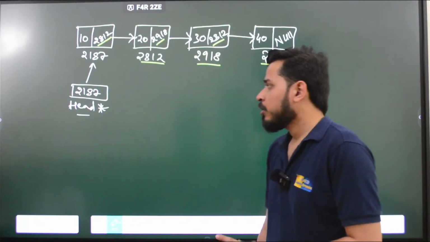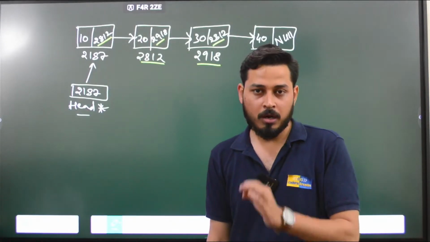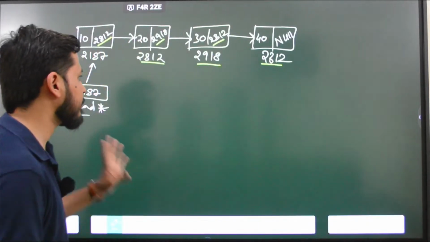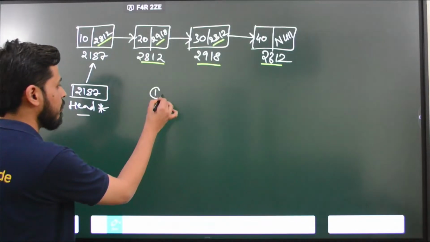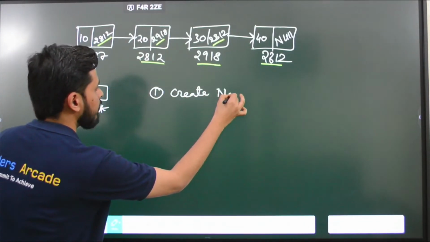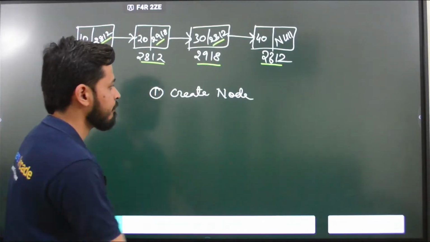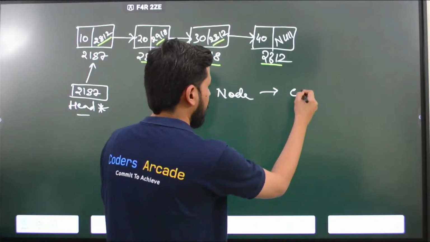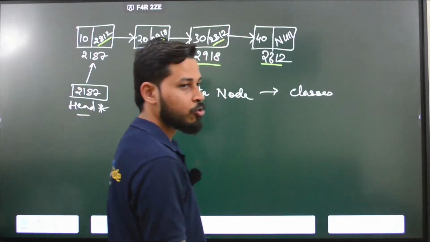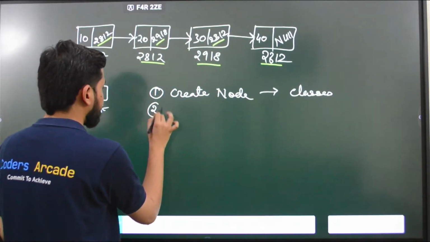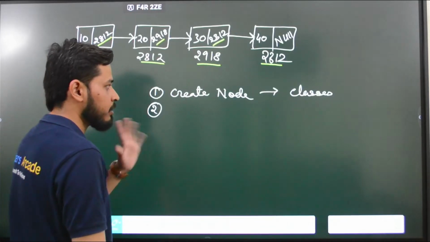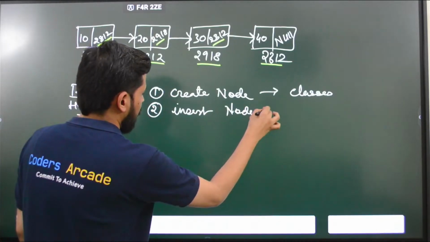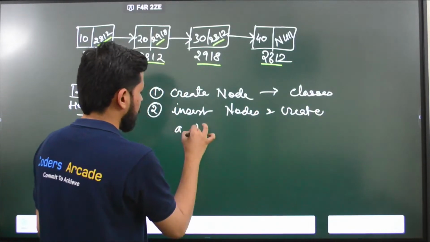Let us start. My first question to you guys is how you can implement a linked list. To implement a linked list, it's very simple. First, create a node. How to create a node? If you are doing C programming, you will use structures. If you are doing C++, you will use classes. So, create a class called node. Number 2, insert nodes and create a linked list.